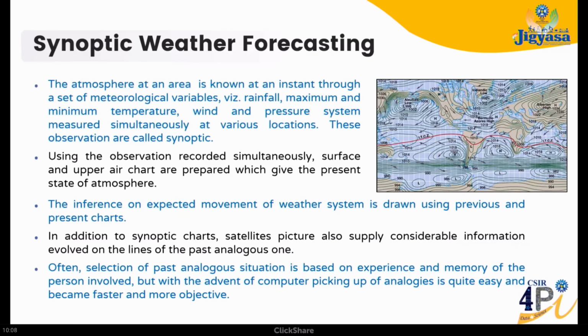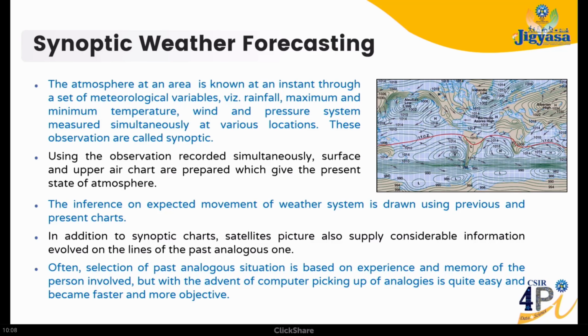So, synoptic weather forecasting. The atmosphere at a particular location is known at an instant through a set of meteorological variables like temperature, rainfall, wind speed and direction, and pressure. These are recorded in synoptic charts. Using the recorded observations, surface and upper air charts are prepared. Then inference can be drawn by looking at the charts, using previous charts as well as the current chart.